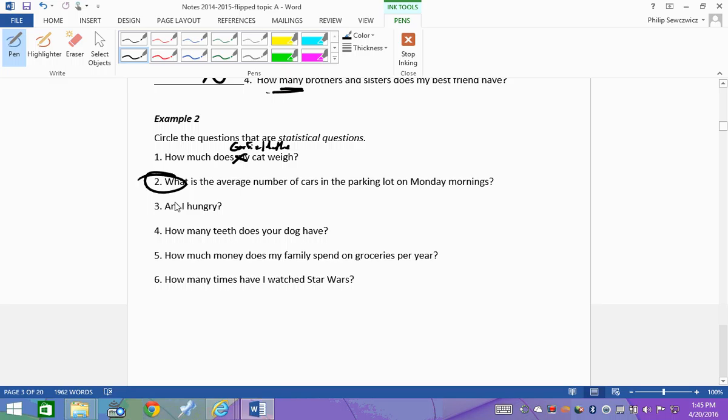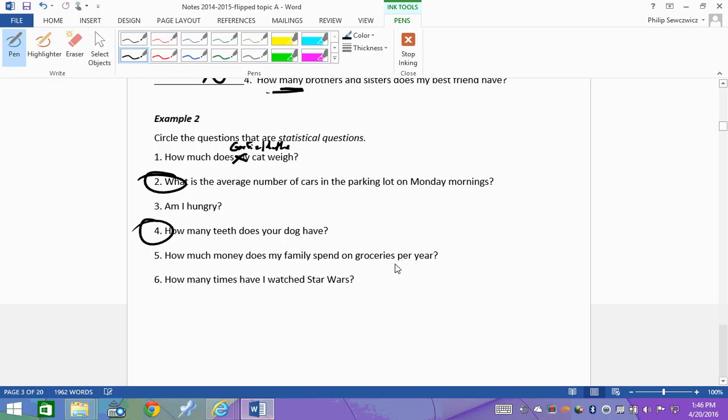Am I hungry? Again, who are we talking about? Am I, as in one person? If we ask how many people are hungry right now, we're going to get lots of different answers. Is it me as in one person? Yeah, no, that's not going to be statistical. How many teeth does your dog have? Now, again, your dog. If we're talking about your dog and your dog and your dog and your dog, we're going to have lots of them there, so that would make it a statistical question. So if we're just saying how many teeth does your dog Odie have, well, that makes one particular dog. That would not make it statistical.